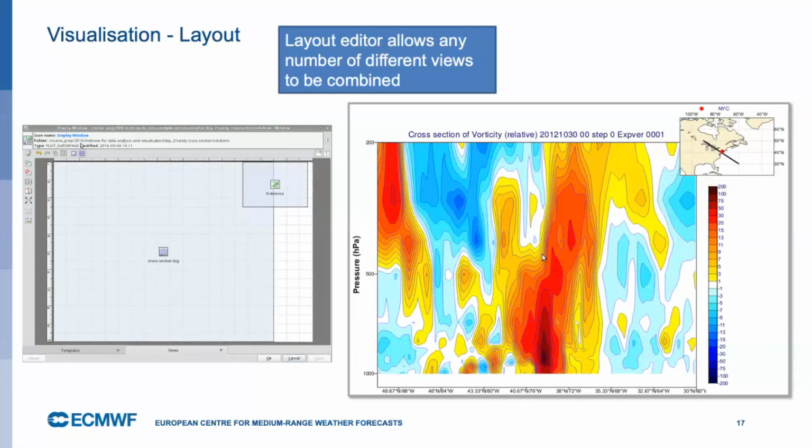And then you don't necessarily want just one view by itself. We've got a nice widget that lets you arrange however many views you want. So this is an example just of a cross section in the main view. The main view is the cross section view, and then we've got a map view in the top right to show where the cross section is occurring.